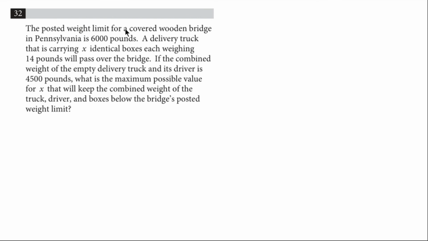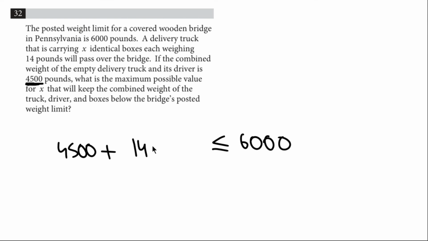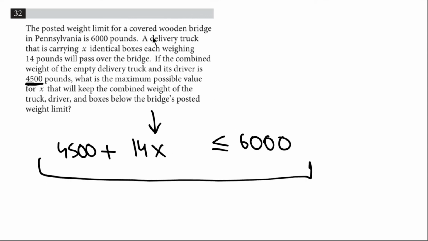Basically speaking, we know that the limit is 6,000 pounds, right? Now we have to understand that the empty weight of the truck and the driver in it is going to be 4,500 pounds. And to that weight, we will also add 14-pound boxes. We don't know how many boxes there are, so we will just keep it as an unknown. 14 pounds times x boxes. Now this inequality represents this whole text in a mathematical way. So the empty weight of the truck plus the total weight of the boxes should not exceed 6,000 pounds.